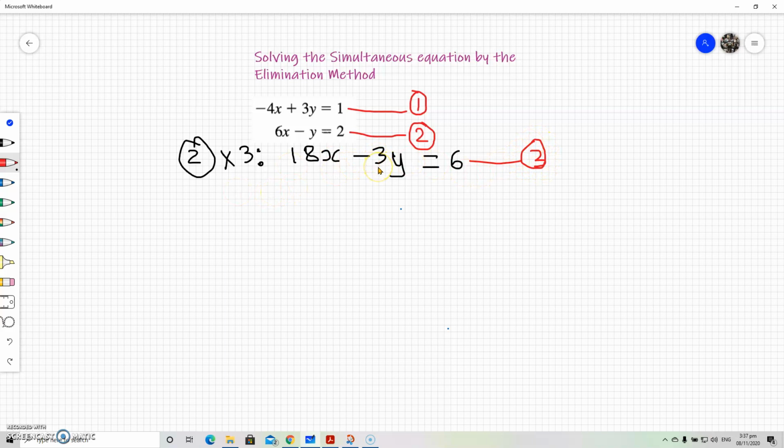Now if you notice, here is minus 3 and here is plus 3. So it makes sense for us to take equation 1 and add to equation 3.